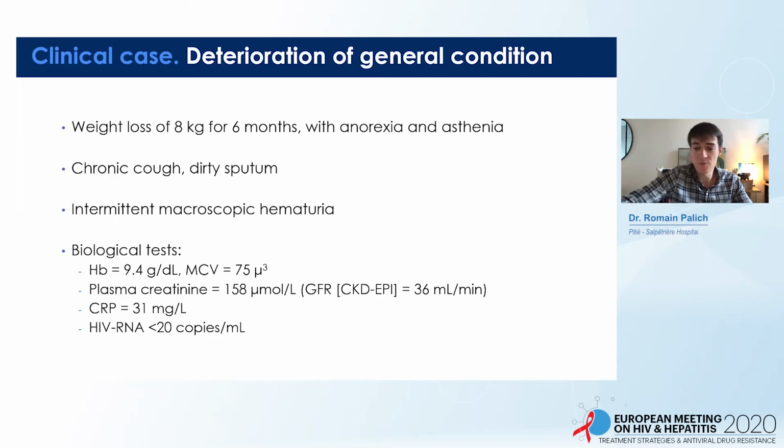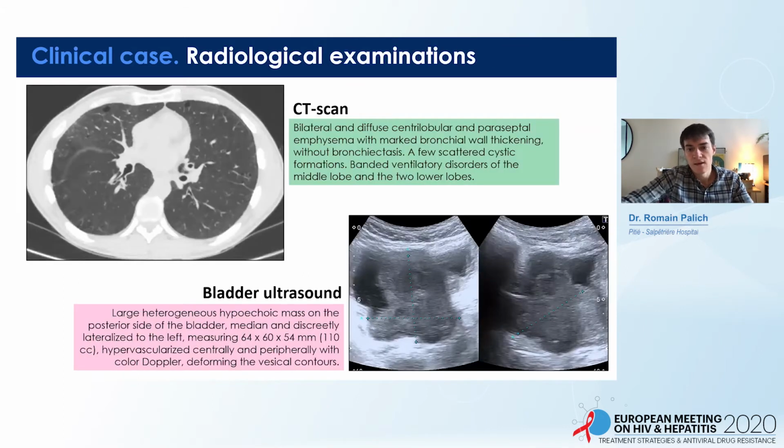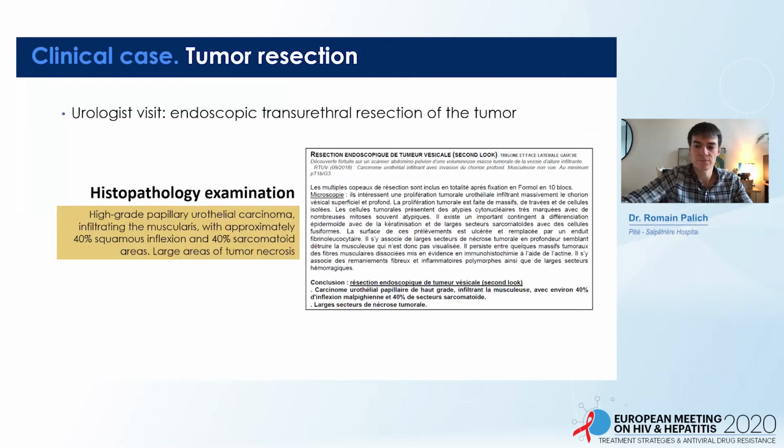So you give him a prescription for a CT scan and for a bladder ultrasound. The CT scan shows bilateral emphysema, but no lesion suspicious of cancer. By contrast, the bladder ultrasound shows a big mass on the posterior side of the bladder with a dense vascularization, and as a consequence, you refer the patient to an urologist.